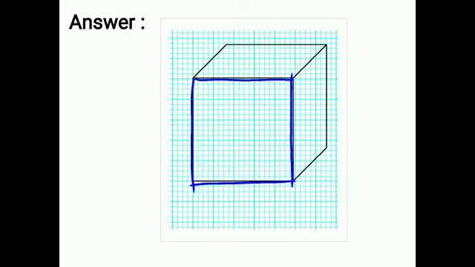Now see here, these are the 5 cm, correct? Again we have to take the scale and draw this line 5 cm. This one is also 5 cm. This one is also 5 cm. This one is also 5 cm. This one is also 5 cm. And we have to join all the sides. So this is the diagram of the cube.